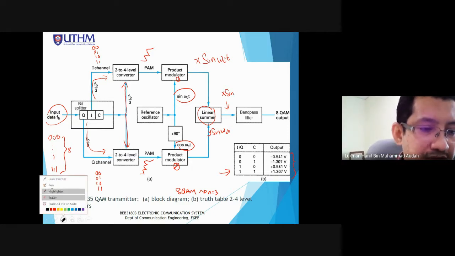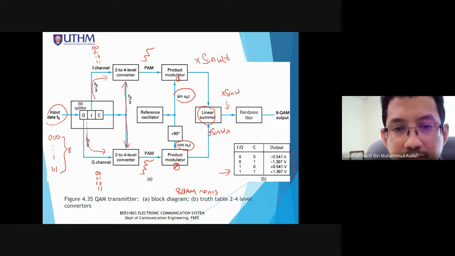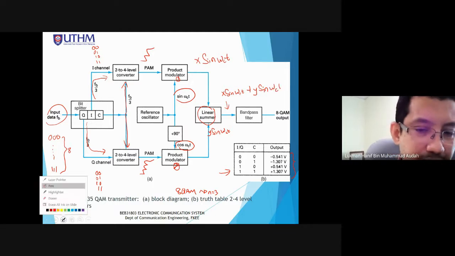Maknanya keluaran daripada linear sum adalah X sin omega CT plus Y cos omega CT.